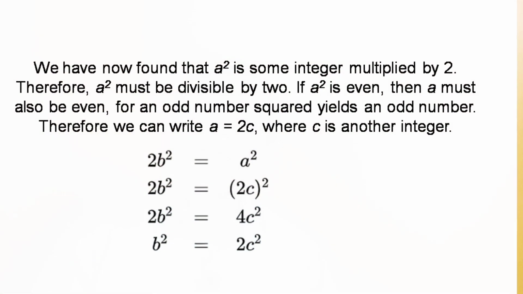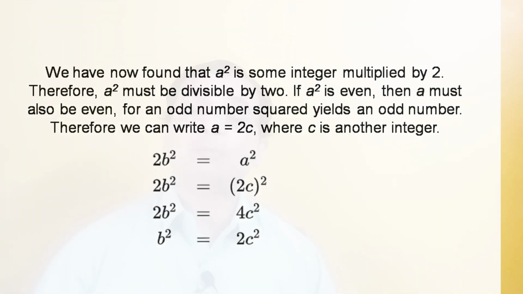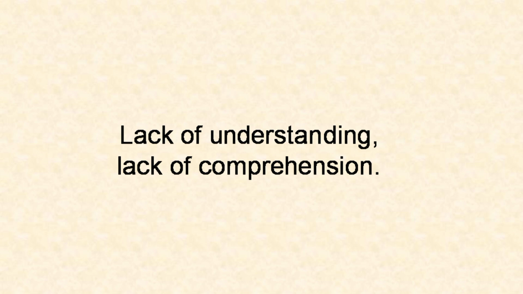So what you see on the screen, I'm not teaching you how to prove square root of 2, but the thing is that you need to write in this way. So we have now found that A square is some integer multiplied by 2, therefore A square must be this, from there we get this. So this is the most common thing which I would request all of you to do. Please write words. Please use words in order to understand. Comprehension and understanding, right? Lack of comprehension and understanding.